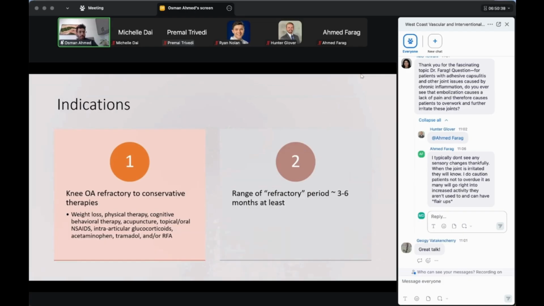So who are patients that are eligible for GAE? Mainly, we're looking for patients who have knee OA, as I mentioned, that have failed conservative therapies. And conservative therapies, there's a ton of different things that patients can try. Or have tried. More often than not, when you've seen these patients, they have failed many of these things. And this range of refractory period is typically 3 to 6 months. But again, when you see these patients, it's usually in the magnitude of years that they have been trying these things.